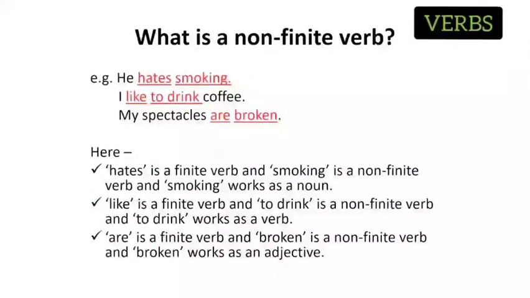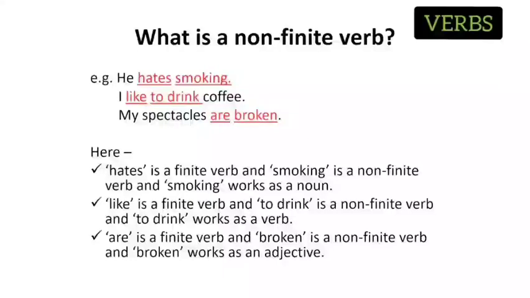He hates smoking. So here smoking sounds like a verb, but it is not finite. He likes to drink. After to, we know that the verb will never change. My spectacles are broken. Are broken. Now look, hates is a finite verb and smoking is non-finite. Likes is a finite verb and to drink is non-finite.